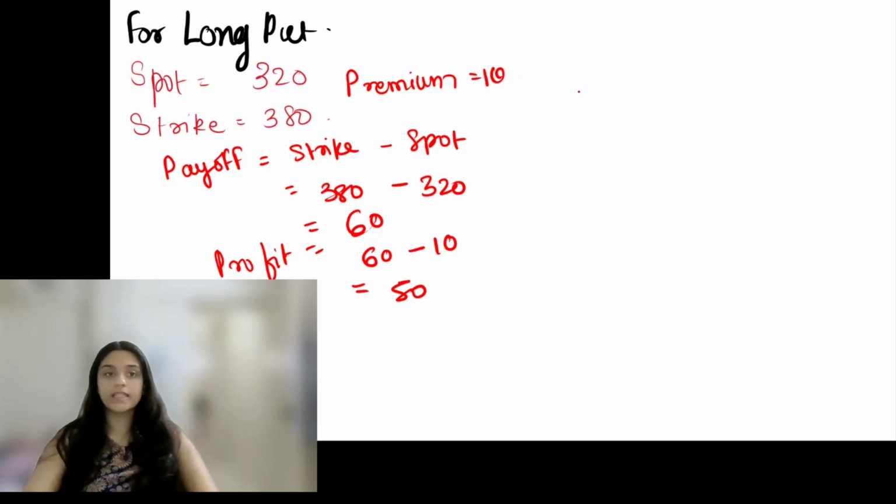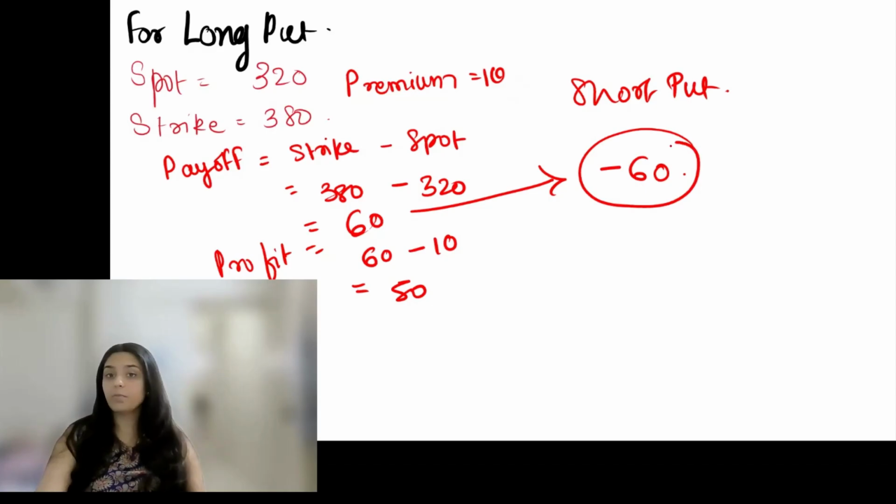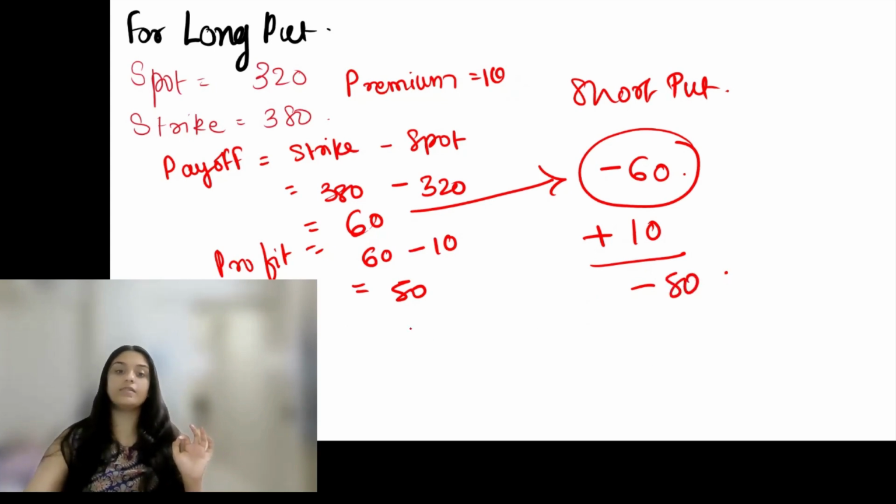For the opposite, the short put position, what have we discussed? We just take the negative of this number, and this is the payoff of the short put position. But the short put position has received the premium, that is 10 rupees here. So we'll add this 10 rupees to the payoff and it gives us the final loss of the short put position holder, that is minus 50. So just the negative of this.